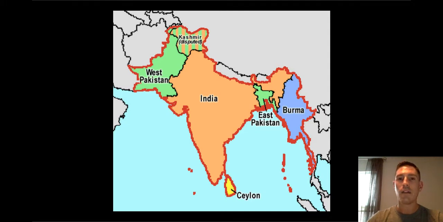The reason why this conflict between the two countries is such a big deal is because both Pakistan and India have nuclear weapons. And we never like it when two countries that have nuclear weapons are in conflict with each other, because if they used them, that would be a really bad thing.